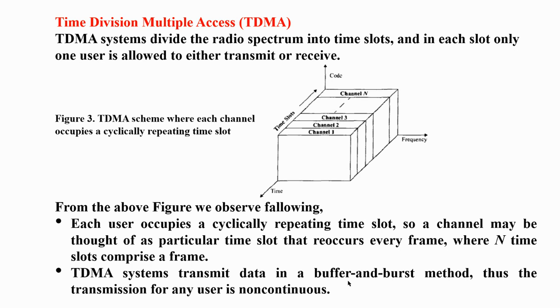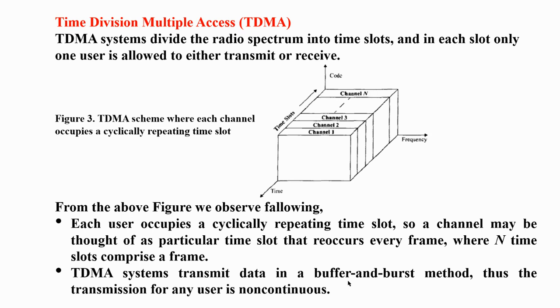In frequency division multiple access, each user is assigned a different set of frequencies, and all the users are able to transmit at the same time. In time division multiple access, we use a single carrier frequency for all the users, but the users access it with different time slots. So look at the above figure. Each user occupies a cyclically repeating time slot.